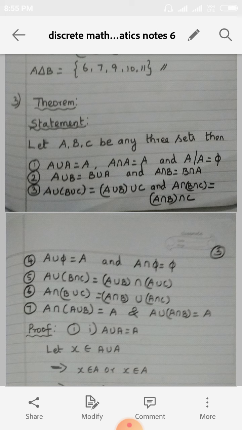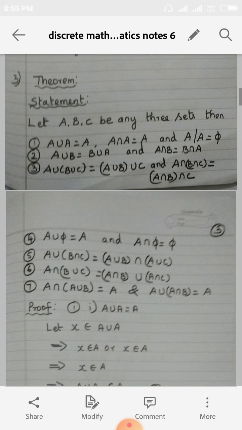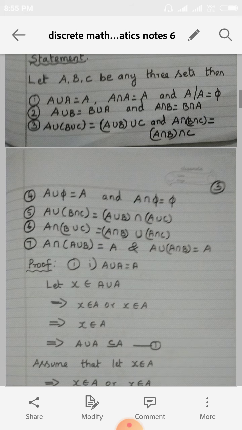Second one, A union B is equal to B union A, and A intersection B is equal to B intersection A. In the second one, you also prove 2 cases, one for union, another one for intersection. The third one, A union of B union C is equal to A union B union C. That is for union. Next one for intersection, A intersection of B intersection C is equal to A intersection B intersection C.